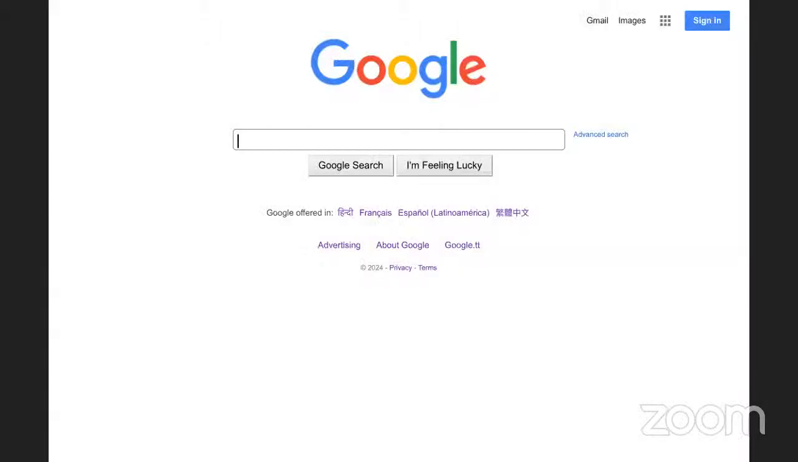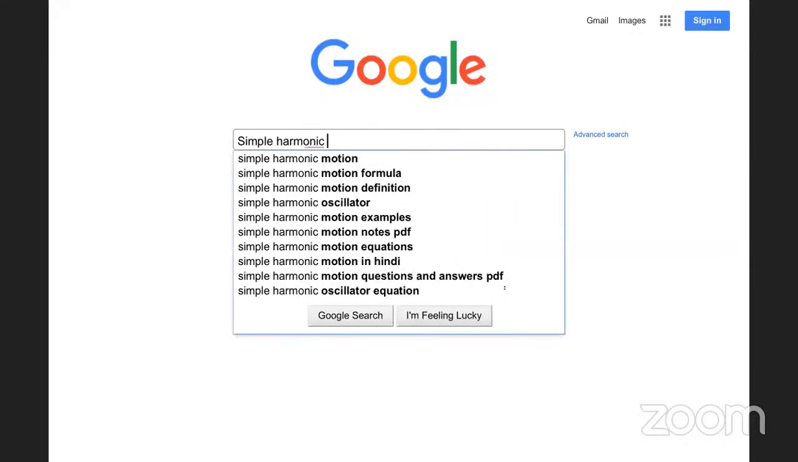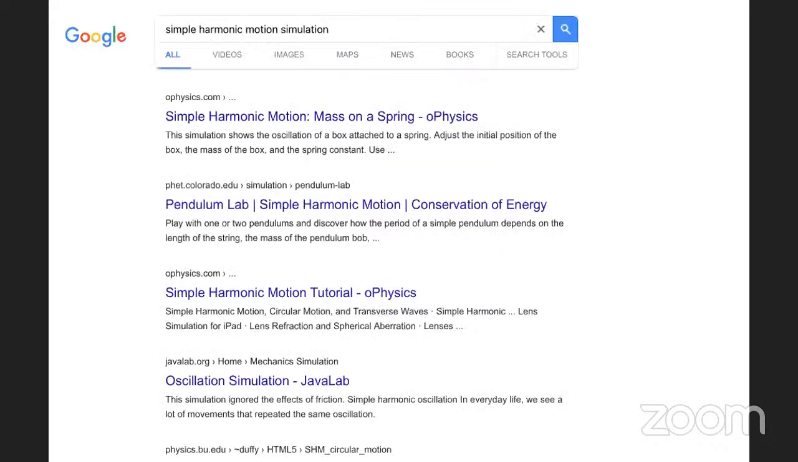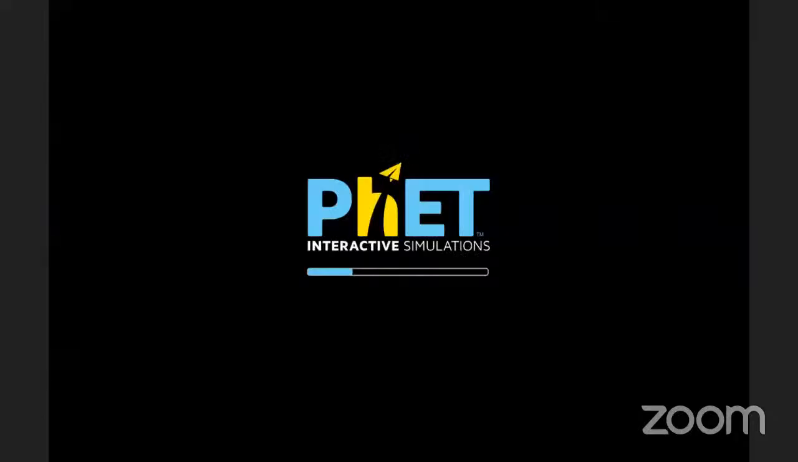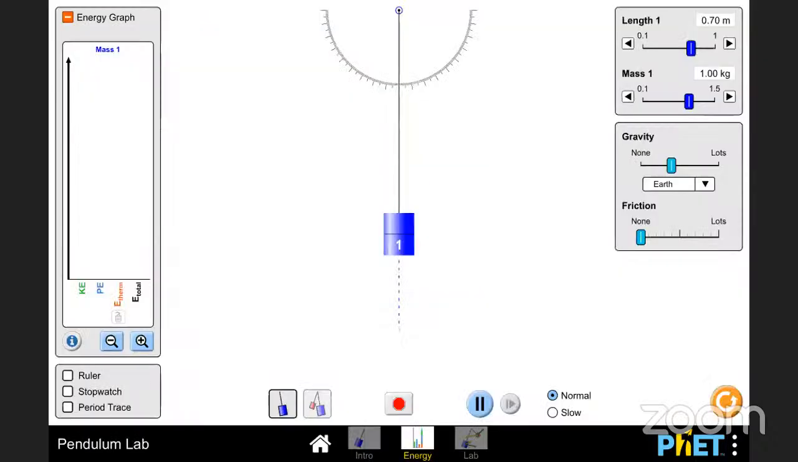There's this nice little simulation that shows you simple harmonic motion. We'll do the physics just now. Let's take a look at what you see here.